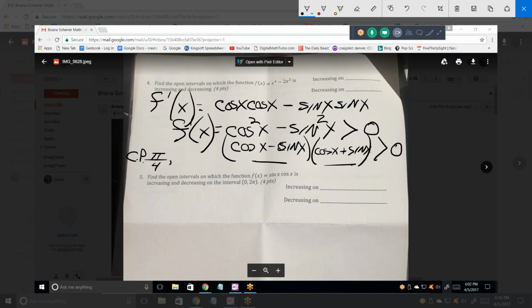Would it be 5 pi over 4? Yeah, the third quadrant. In other words, it's the third quadrant angle that's the equivalent of pi over 4. And that's it. The first and the third are the only ones that produce critical points in our unit circle.